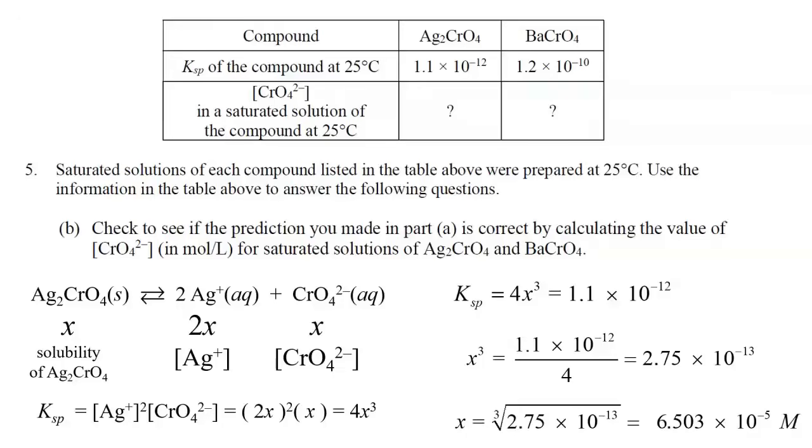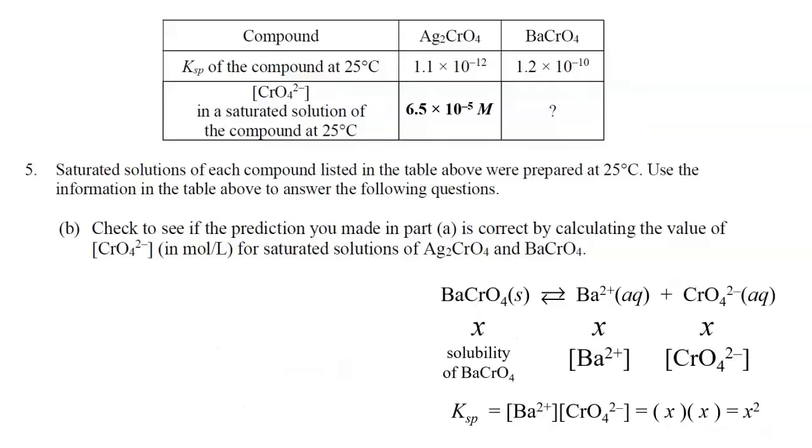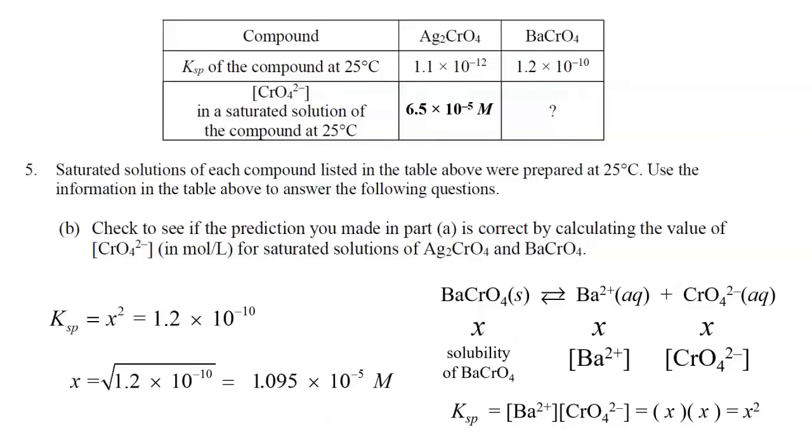So when I do that math on my calculator, 1.1 times 10 to the negative 12 divided by 4 is 2.75 times 10 to the negative 13th. I take the cube root, and I get approximately 6.5 times 10 to the negative 5 moles per liter. Now for the barium chromate, all I have to do is take the square root of the Ksp. And when I do that math, the square root of 1.2 times 10 to the negative 10 is approximately 1.1 times 10 to the negative 5.